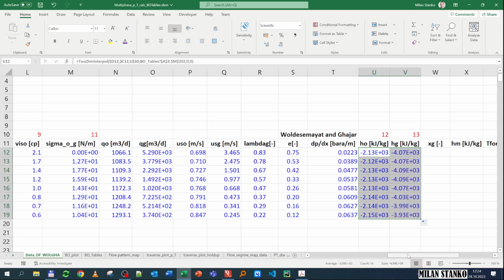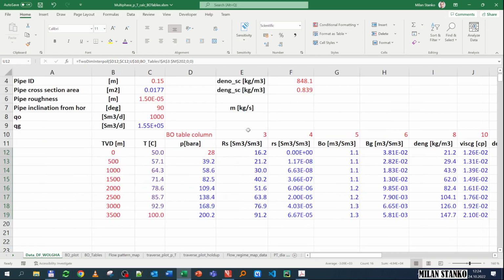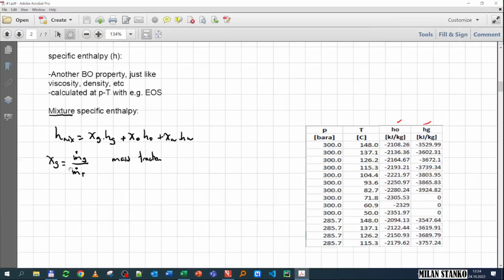Now let's calculate the mass fraction of gas. But first, let's calculate the mass flow going through the tubing, because that will be the denominator we need to use here. The mass flow, that's constant for all the sections, the total mass flow. And then we need to find the mass flow of gas for each position.